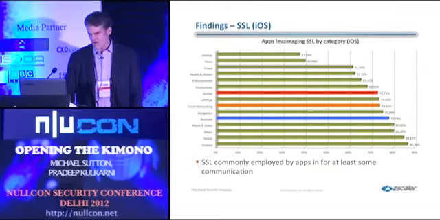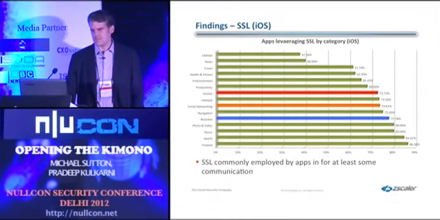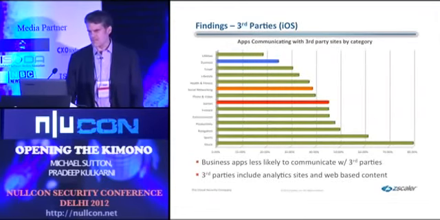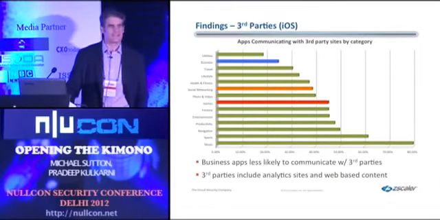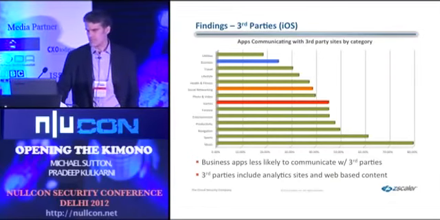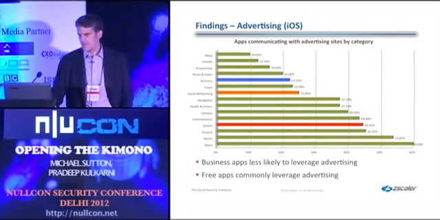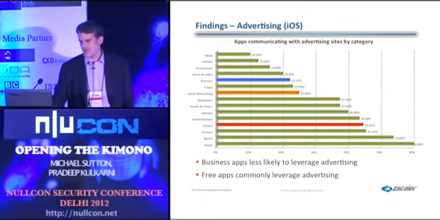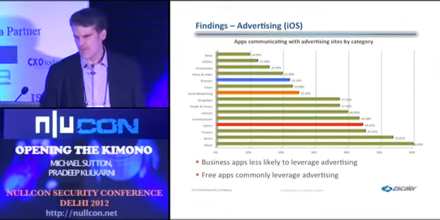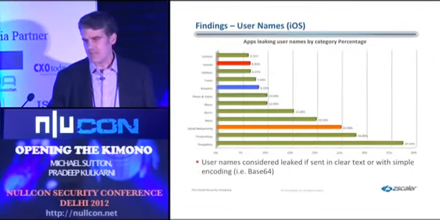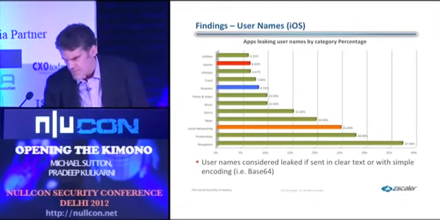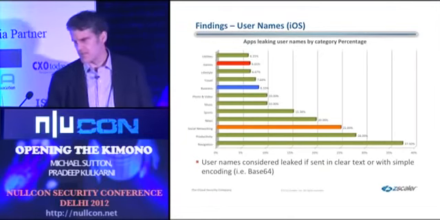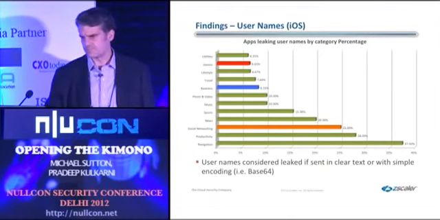Business apps are more likely to be using SSL, but it wasn't always the case. Communicating with third parties, business apps were a bit more secure, less likely to be communicating with a third party. Business is always the blue line. Communicating with advertising, very, very common across the board, although again, less common for business. Leaking passwords, frighteningly common across the board. Look at some of those top ones, news and productivity. It was extremely common. Usernames, same idea.